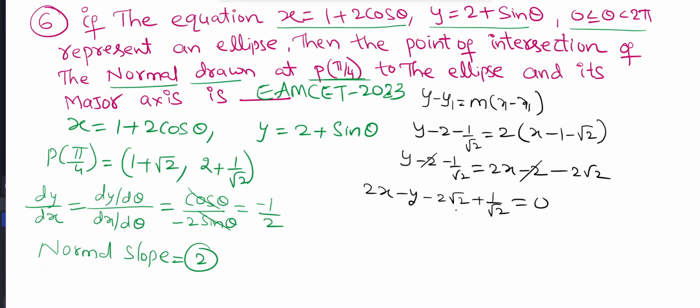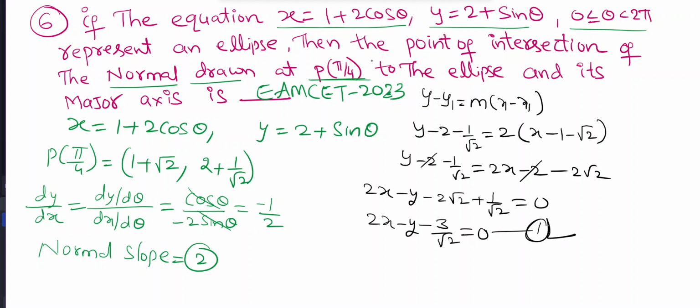Here 2√2 and 1/√2, taking the LCM, gives 2x − y, 2√2 into √2 is 4, so −4 + 1/√2, which is −3/√2, equal to 0. This is the equation of the normal.